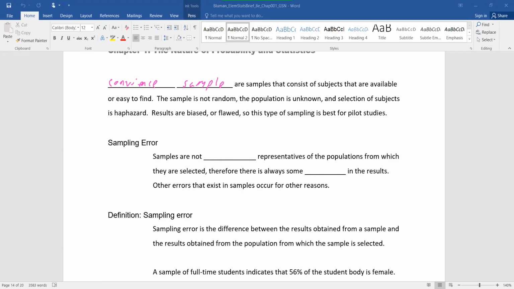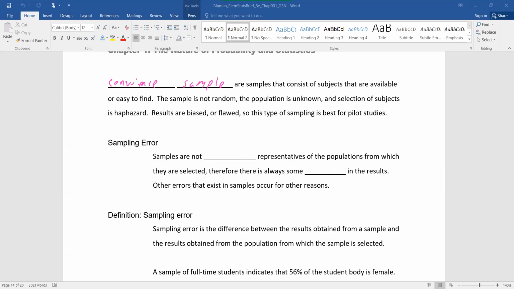So again, convenience samples are samples that consist of subjects that are available or easy to find. The sample is not random, the population is unknown, and the selection of subjects is haphazard. Results are biased or flawed, so this type of sampling is best for pilot studies. A lot of times you'll see vendors and people like that go places and randomly stop you on the street, saying, hey, do you have 2 minutes of your time to do this survey? That's convenient. They're not going out looking for people. They're waiting for people to come to them and then saying, hey, do the survey. And then we'll take a poll of this and see what this information tells us.